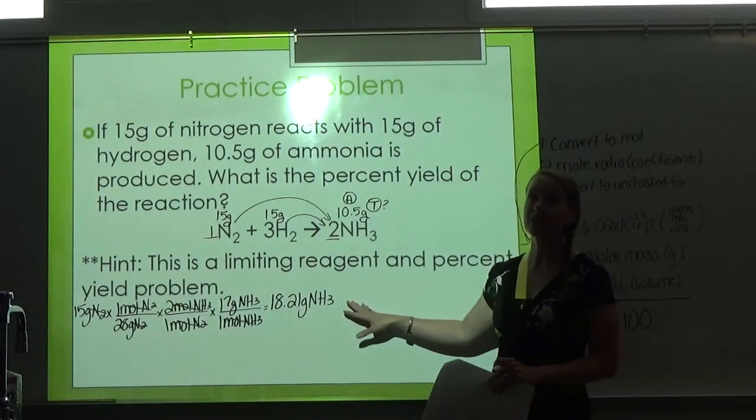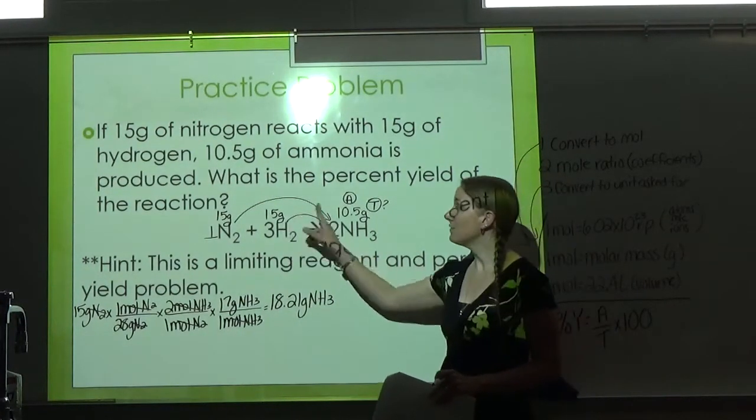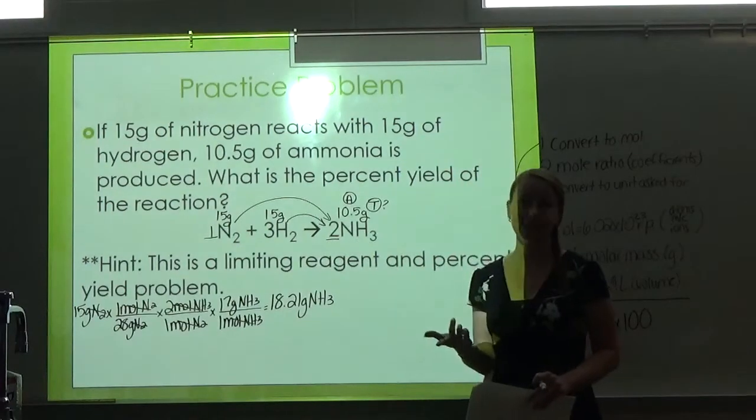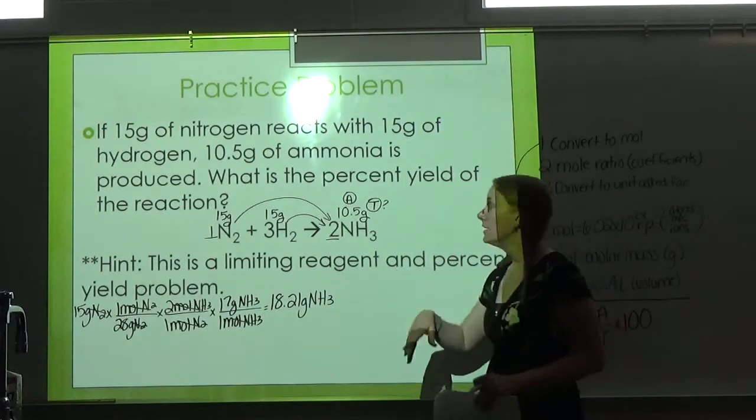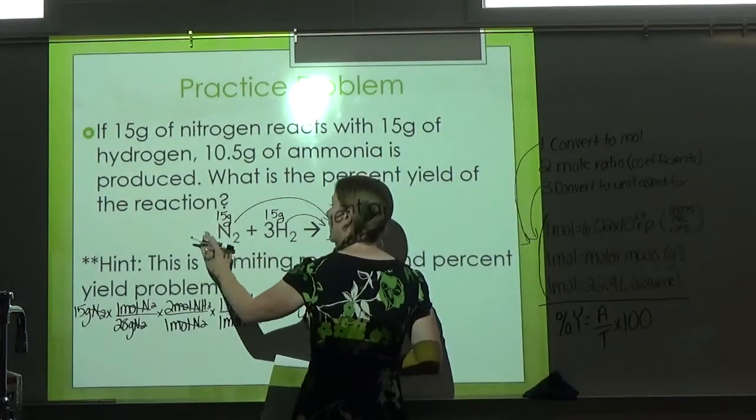Now see, this is where it's different than a normal percent yield problem because I have no idea if this is my theoretical yield yet because I have to see what would happen if hydrogen is the limiting reagent instead. All right, so I'm just going to kind of keep that right there, and I'm going to move on and start with hydrogen this time.